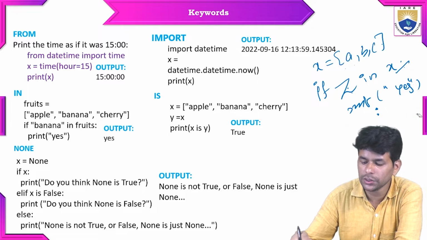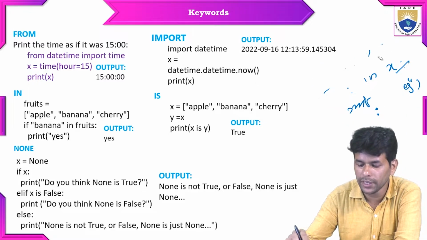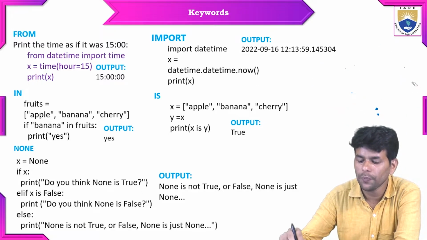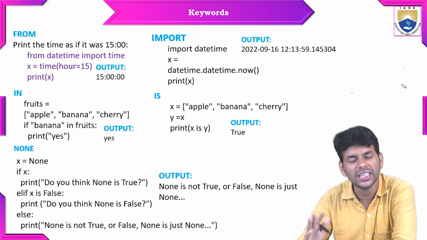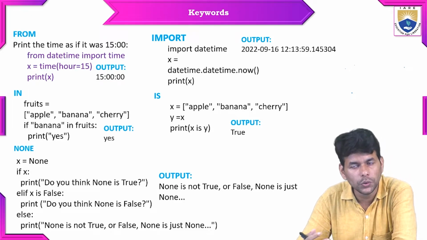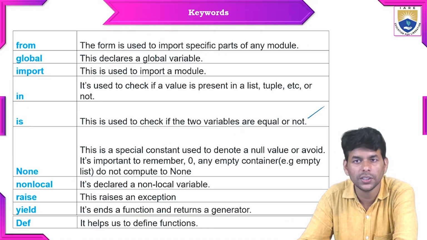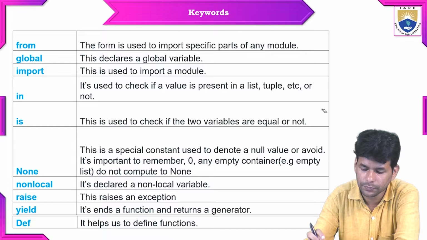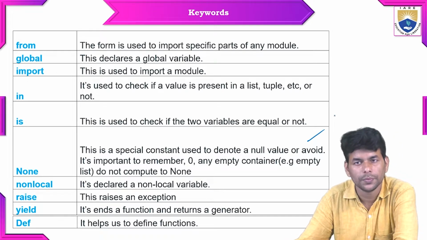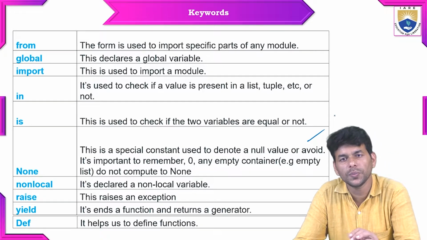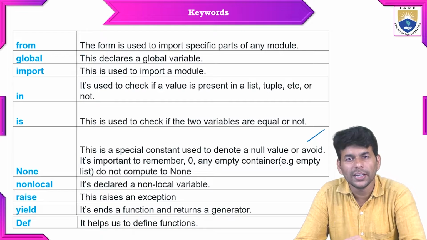By using this set of programs, I think you will get a clear clarification about what the in keyword and the is keyword are, how to use them, and what the benefit of those keywords is. The next one here is the none keyword. What is the use of this particular none keyword? Let us assume that.